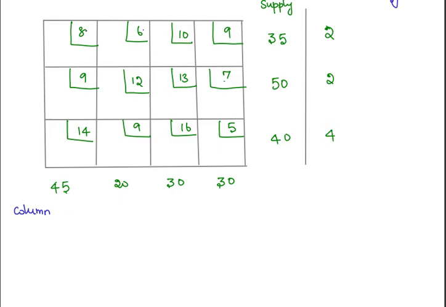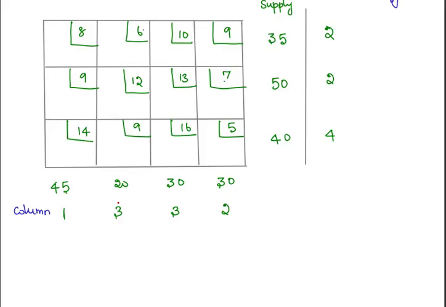The column penalty: if you take it, here you will get 1, here you will get 3, here you will get 10 and 13, so the difference is 3, and here you will get 2.